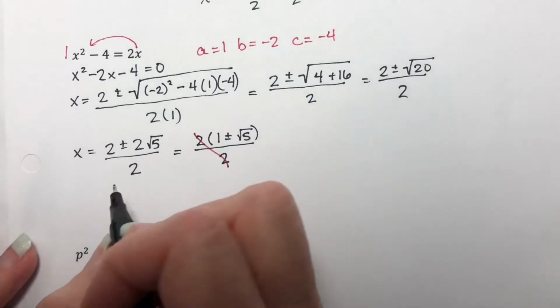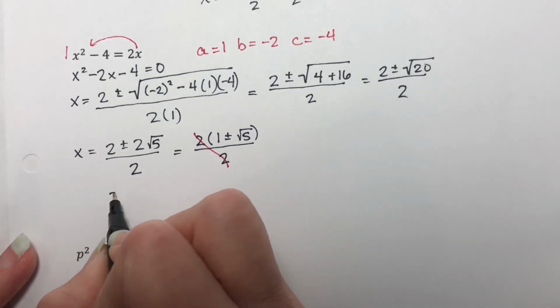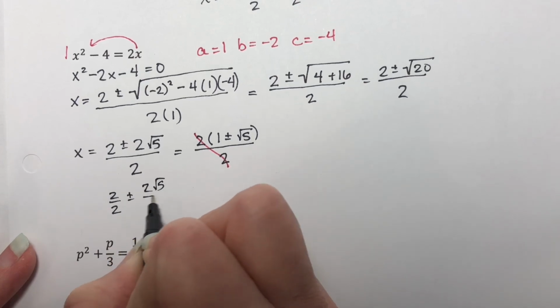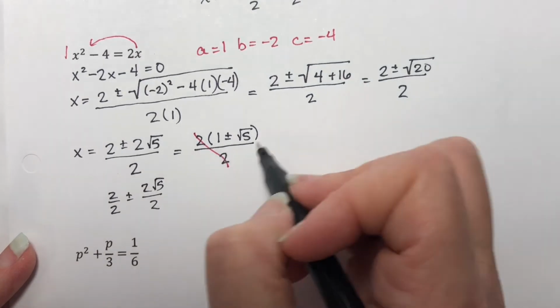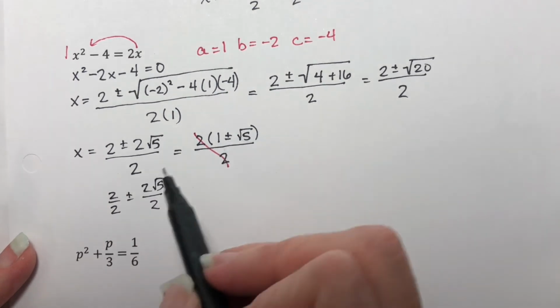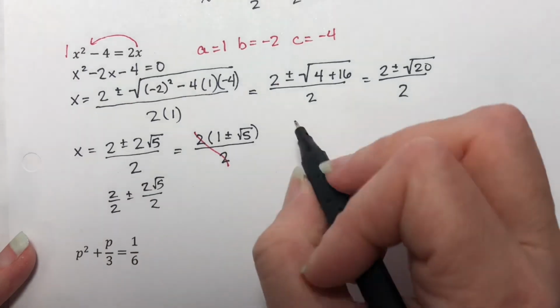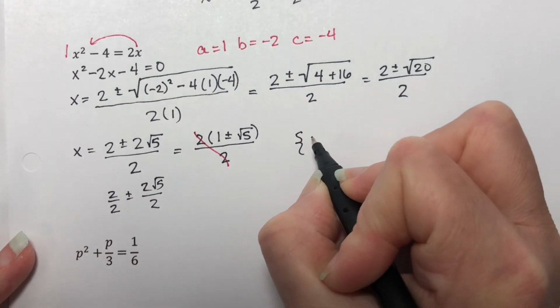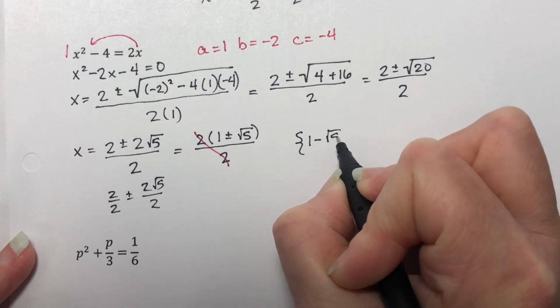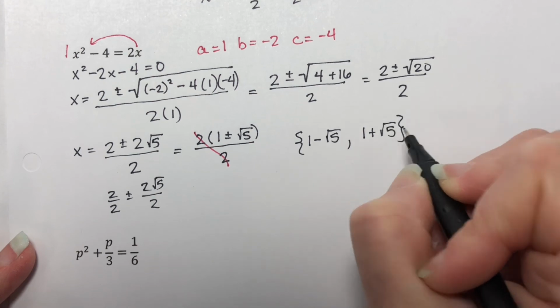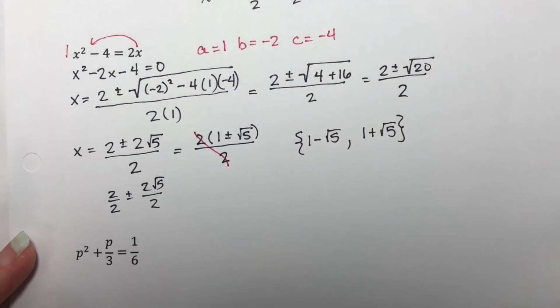The other way of doing this would be to split this up into two fractions, as 2 over 2 plus or minus the square root of 5 over 2, and then you reduce each one and you get this as well. This works more often than this. So your two answers are 1 minus the square root of 5 and 1 plus the square root of 5. We got our two irrational answers that the discriminant predicted.